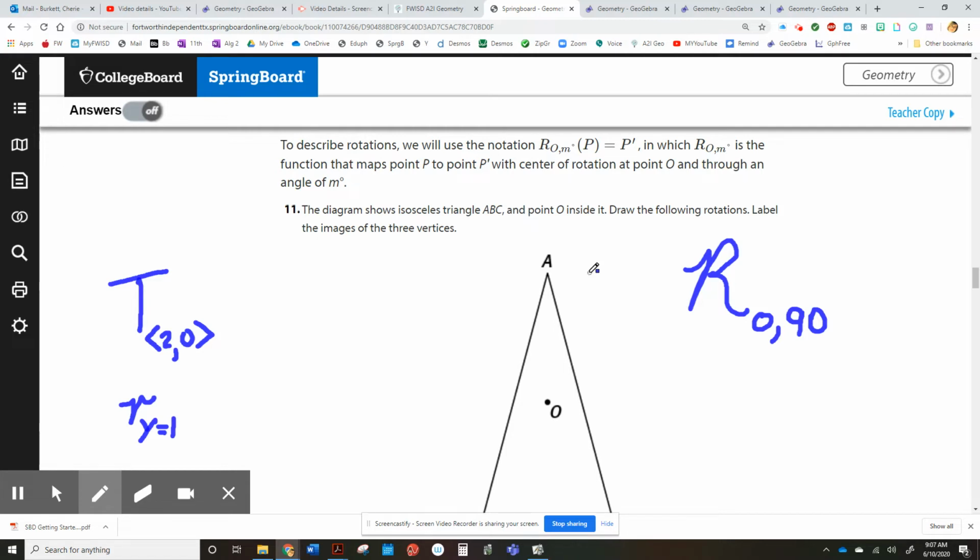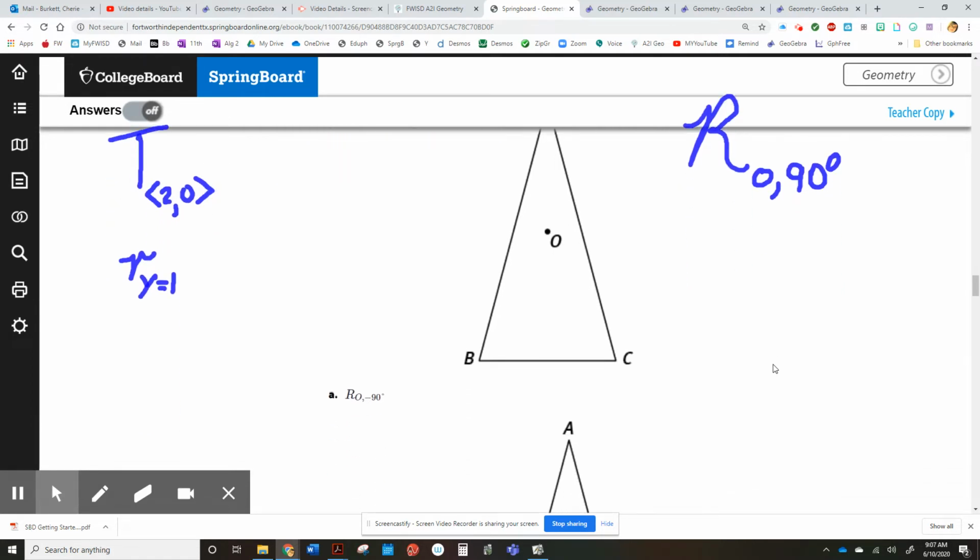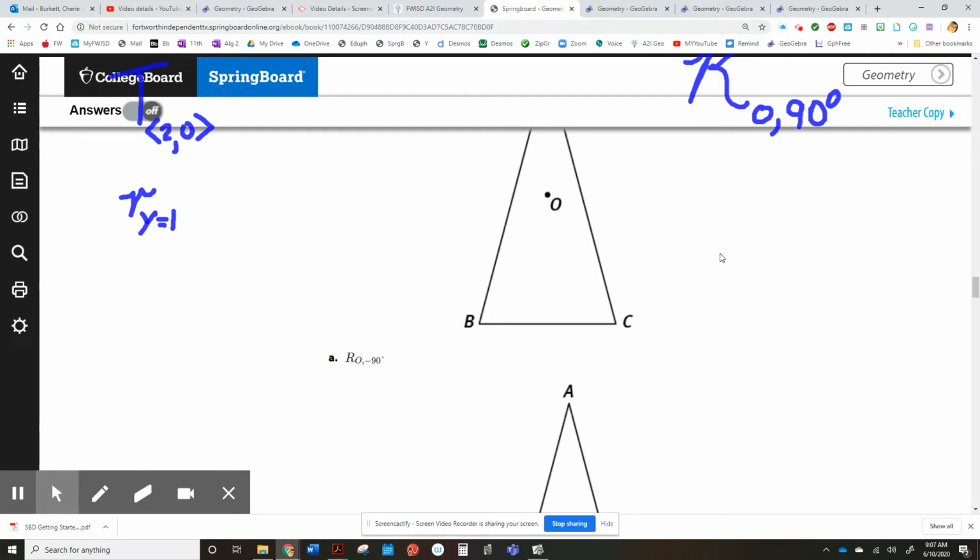Now, another thing that you're going to need to know is notice in this notation, there's nowhere for it to tell me whether it's clockwise or counterclockwise. So we know that that's 90 degrees, but which direction should I rotate that, clockwise or counterclockwise? So what mathematicians did to keep from having to write clockwise and counterclockwise, they came up with positive and negative numbers.